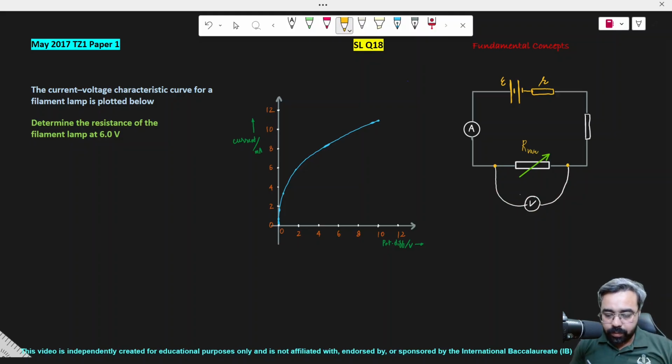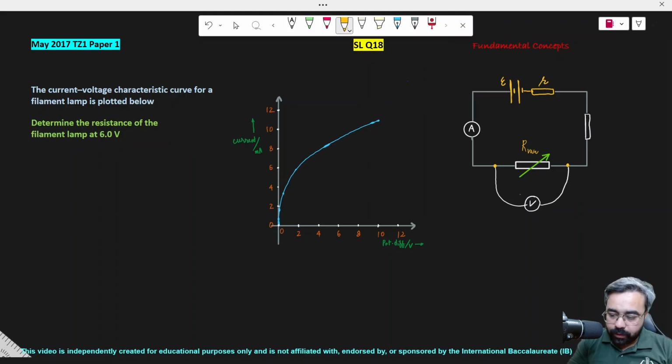And why is it variable? Because the current-voltage graph is not showing us a linear or proportional line, and it shows us that the rate of current with respect to voltage is decreasing. So the slope or the gradient of this graph is decreasing.